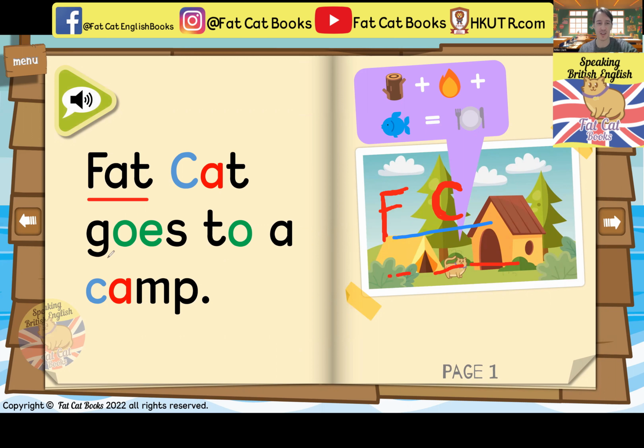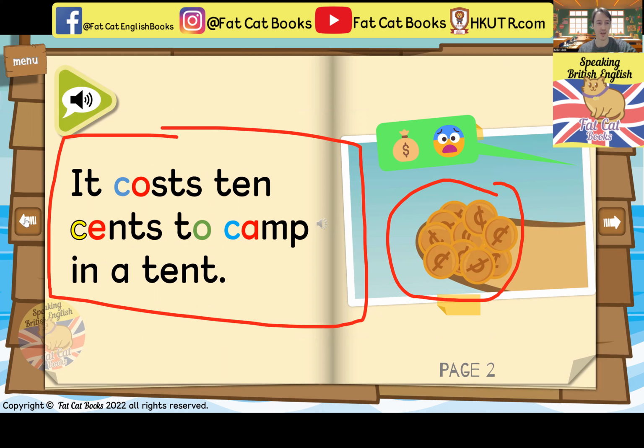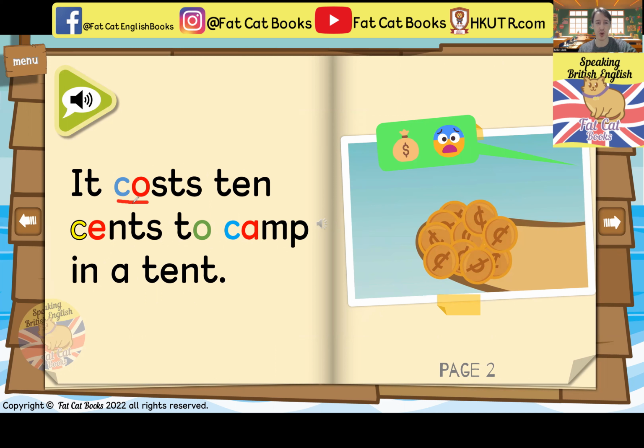Cat goes to a camp. Very good, well done. Okay, let's see the next one. It has to... So remember, it's an O sound. Costs. Cost.